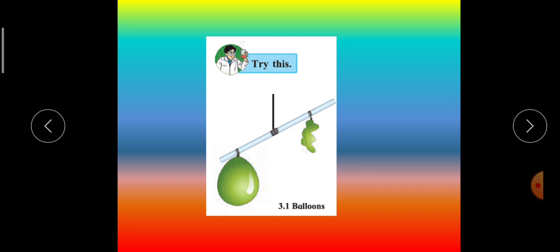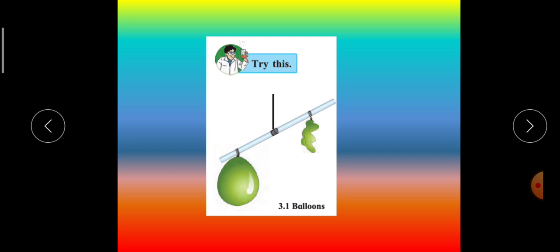What you observe is the end where the inflated balloon is attached, the stick goes down on the side of the inflated balloon. This means that air has weight. Only then the stick will go down. And we know that air is a mixture of gases. So, like all the other matter, air has mass and it has weight. Since it is bending one end of the stick, it has weight.